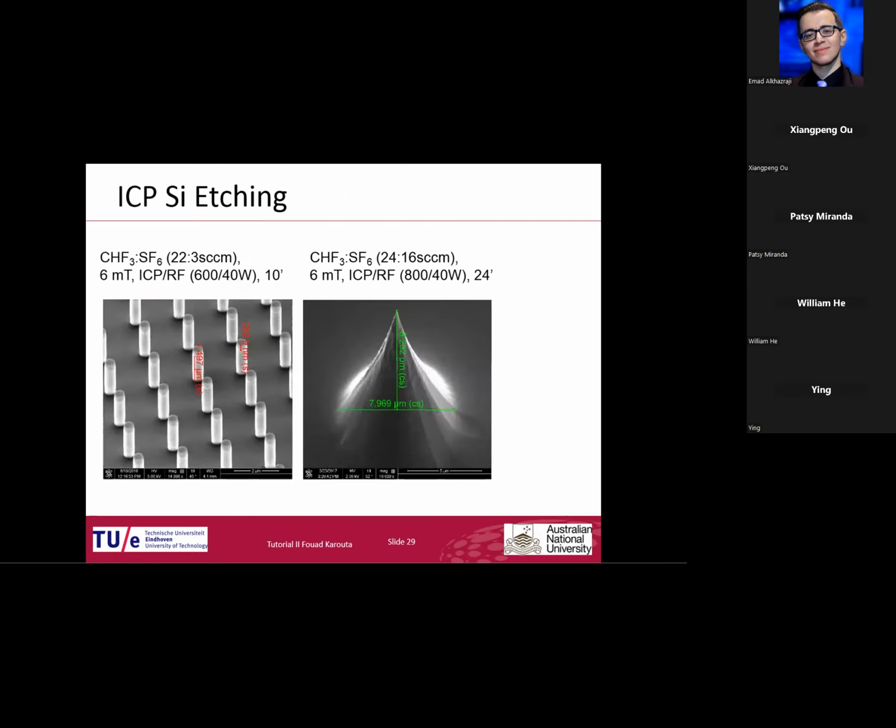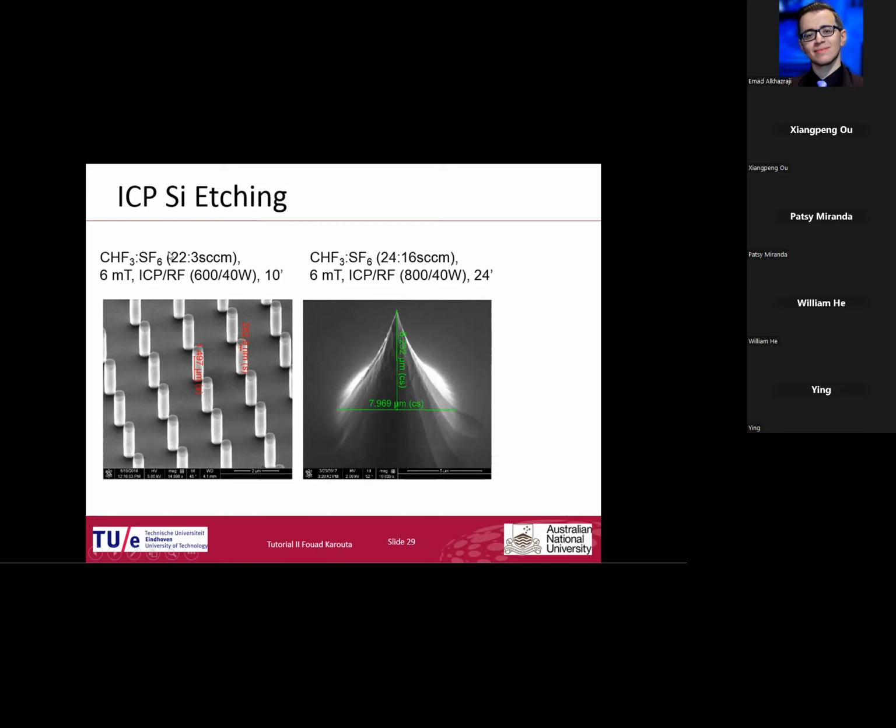Yes. I have a question about silicon etching, because we also use this mixture of gases to etch silicon. I don't clearly understand why we use this mixture. As you told, fluoride gas is used for isotropic etching, and fluoroform we use for anisotropic. I don't clearly understand why we use this mixture here.